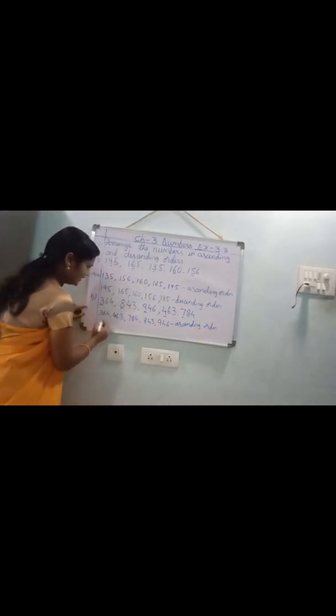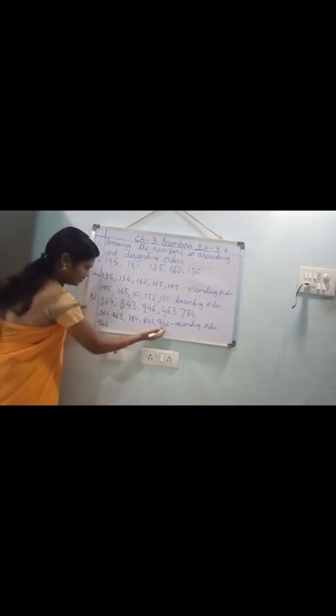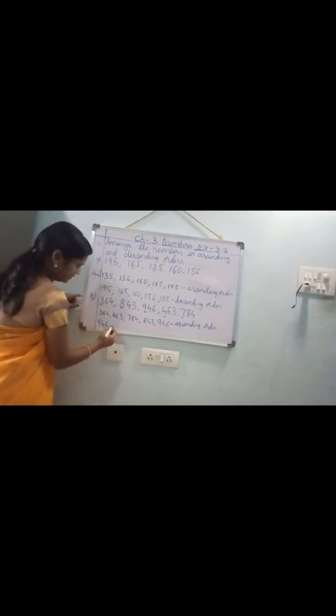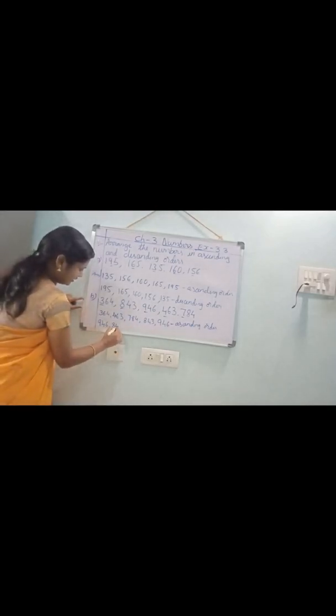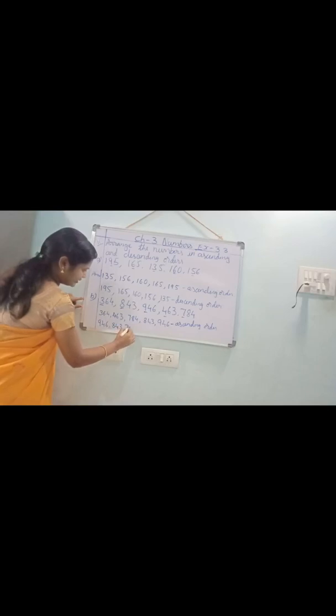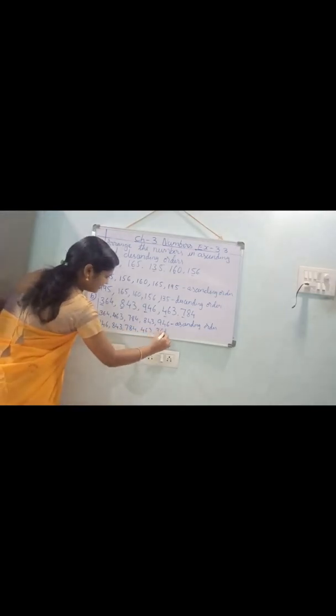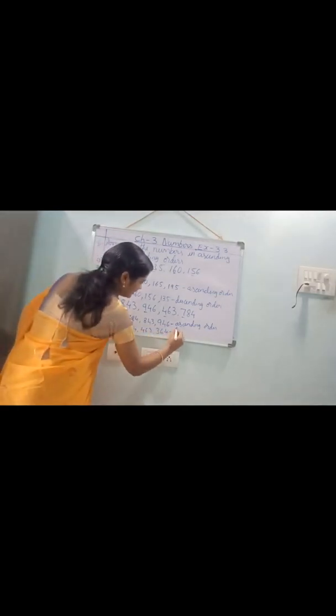Now, descending order means what? Big number to smallest number. 946 is the greatest number. After that, 843. After that, 784. After that, 463. After that, 364. Descending order.